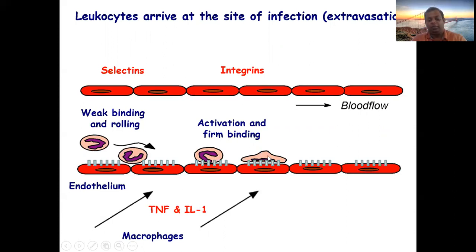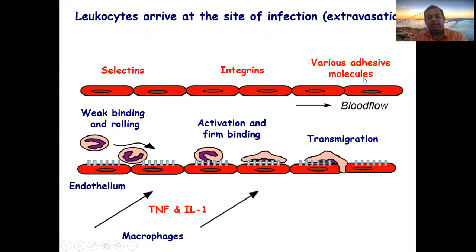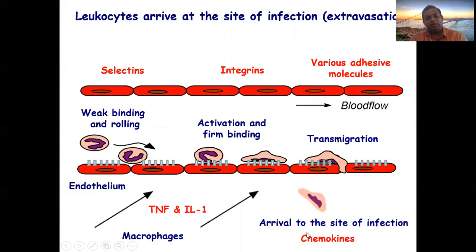Now it has a firm binding. With the various adhesive molecules, it leads to transmigration, from intracellular to interstitial space, because most of the inflammatory process or infection battle is going on in the interstitial space. Arrival at the site of infection, and the presence of chemokine, chemoattraction, is going on.